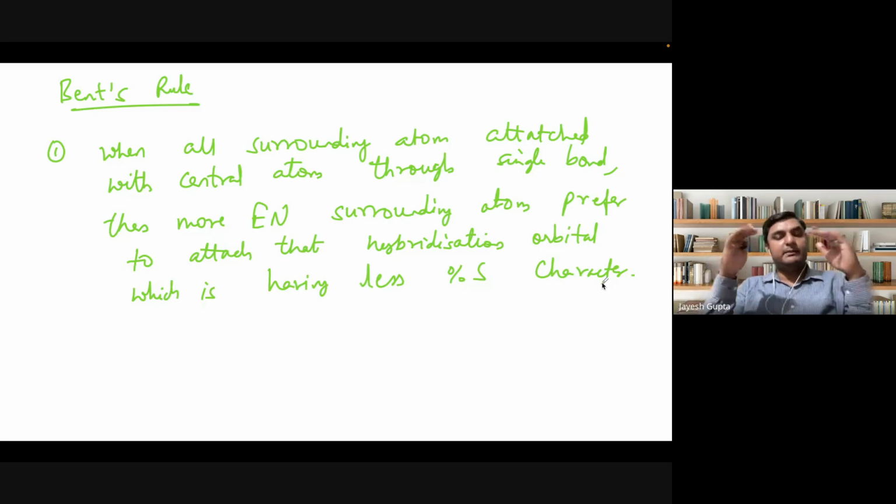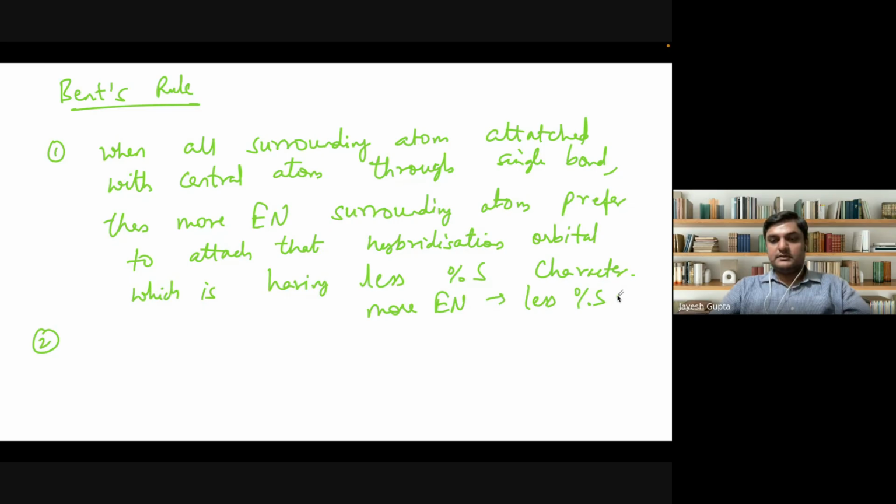So this is regarding the TBP geometry, equatorial and axial positions, that we discussed in the last class. There I told you, equatorial and axial: the more electronegative atom will go axial because that has less percentage s character. And the lone pair goes equatorial because that has more percentage s character. Higher EN atoms will repel each other. First let me write, then I will explain. Here you can write: more EN will go to the position with less percentage s character.